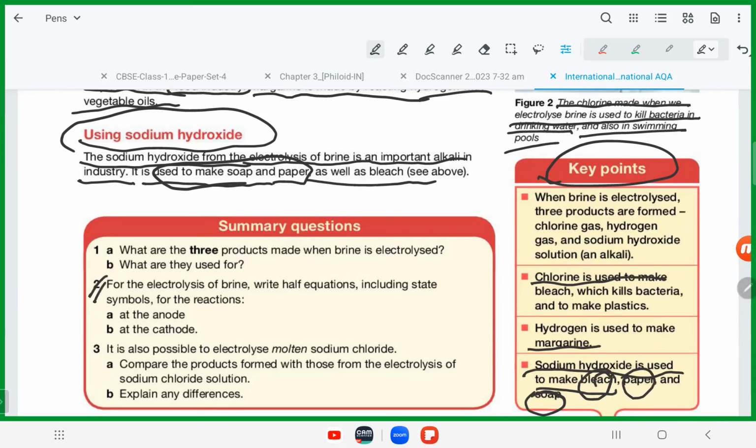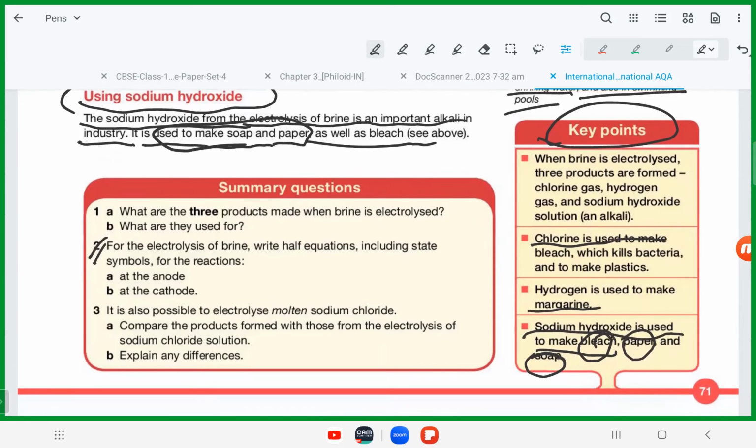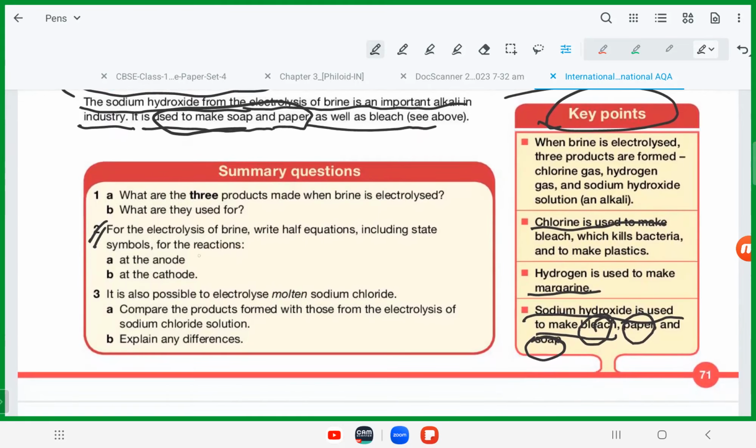Question number two. For the electrolysis of brine, write the half equations, including state symbols. At the anode, what is there? 2Cl- ions. So it is Cl2 plus 2 electrons. At the cathode, 2H+ is there, plus 2 electrons. So it is converting into H2. Is it okay? Yes.